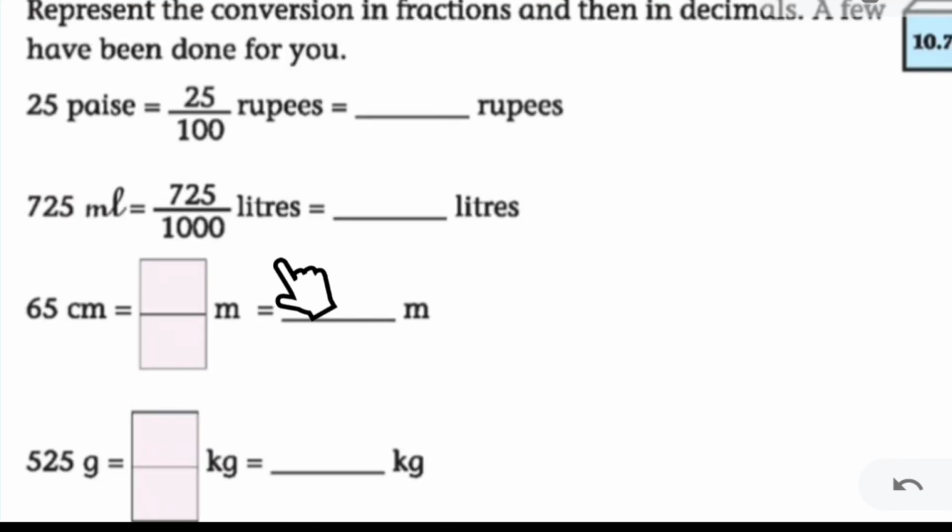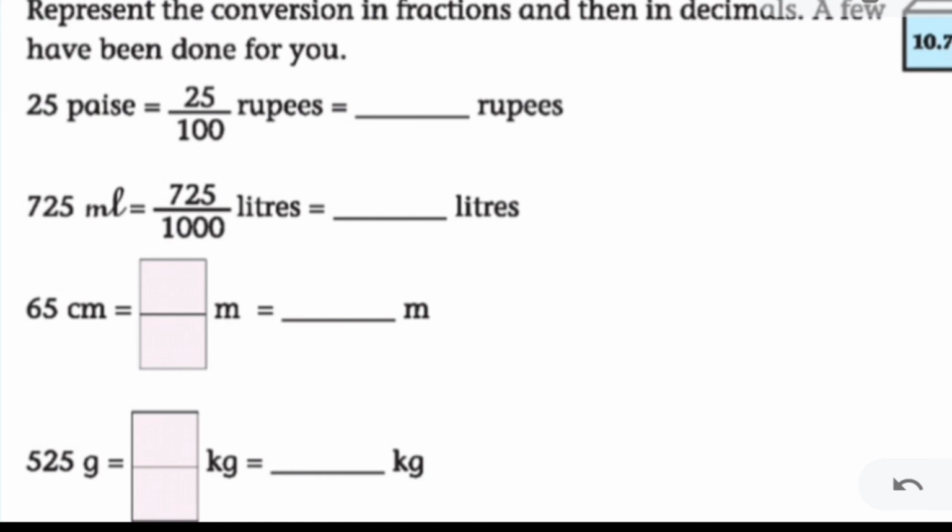At last one, represent the conversion in fractions and then in decimals. A few have been done for you. 25 paise. How do we write in decimals? First, what is the connection between paise and rupees? 1 rupee equals 100 paise. So 25 by 100. How do we write in decimals? Because the denominator is 100, we need to count the number of zeros.